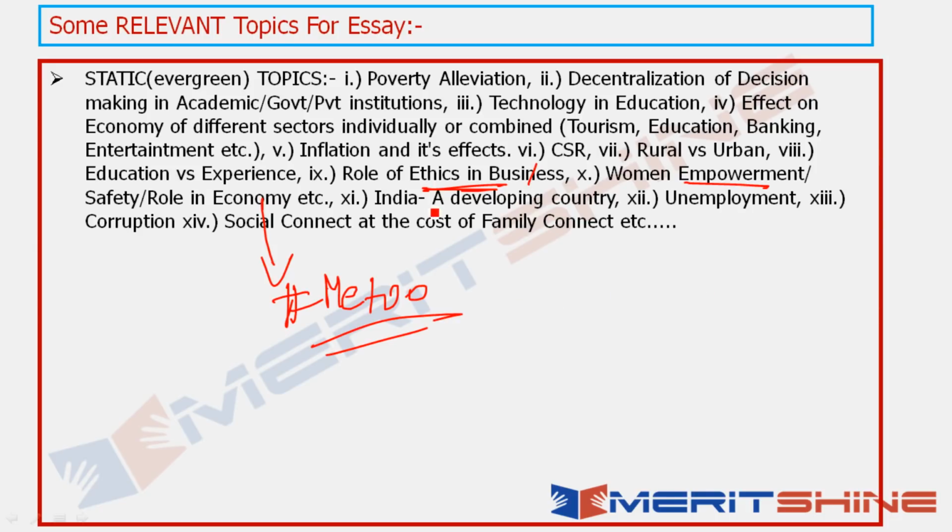India, a developing country. Now, what are the keywords? If you're looking at it, I'm already doing the T analysis with you. I'm looking at the keywords. India is one keyword. Developing country is another keyword. So, what does a developing country mean? Discuss that. What are the factors that keep India a developing country? Discuss that. And how can we come out of that? Discuss that. You are done with your essay.